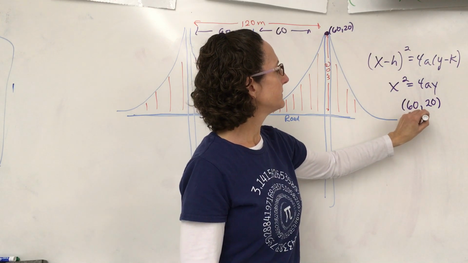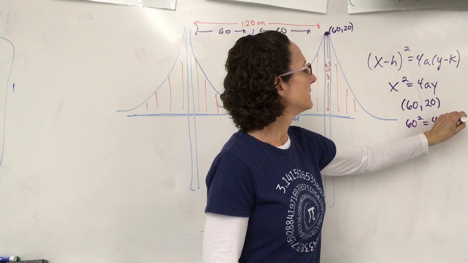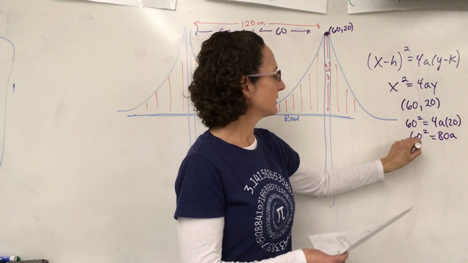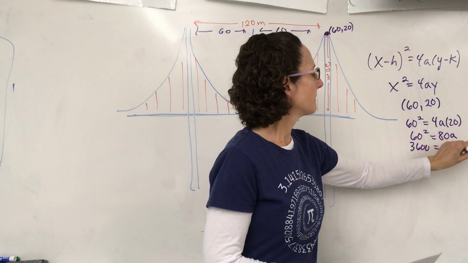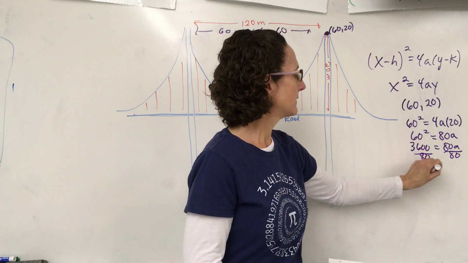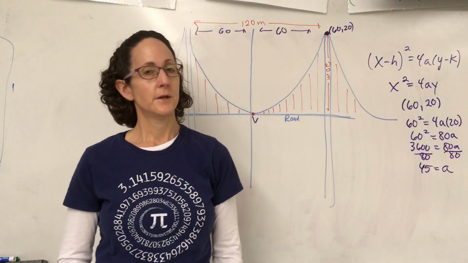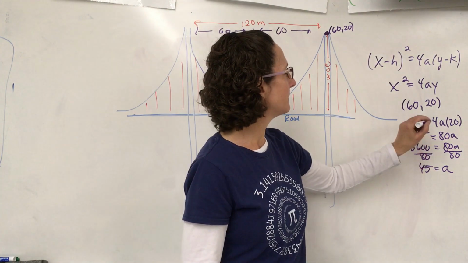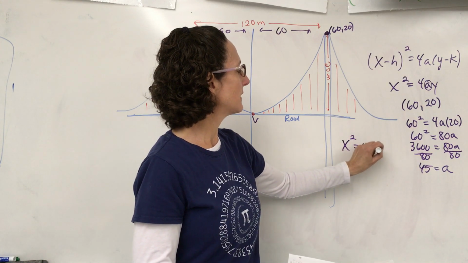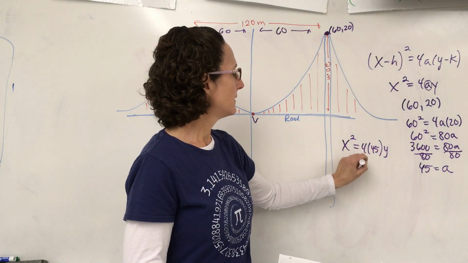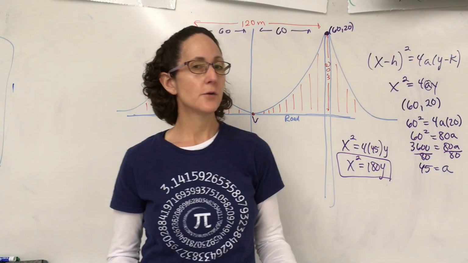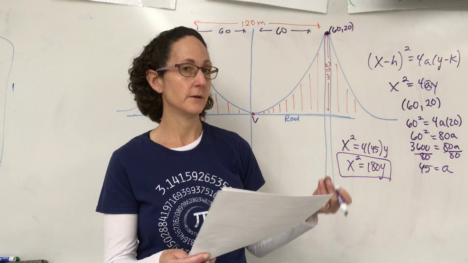So it's 60^2 = 4a(20), so 60^2 = 80a, okay? This is 3600, divide, and that gives you that a = 45. Okay, so a is 45, you plug that back into the equation right here, and you get that the equation is x^2 = 4(45)y, or x^2 = 180y. Okay, so that's going to be an equation for our bridge. Okay, so that's part B.